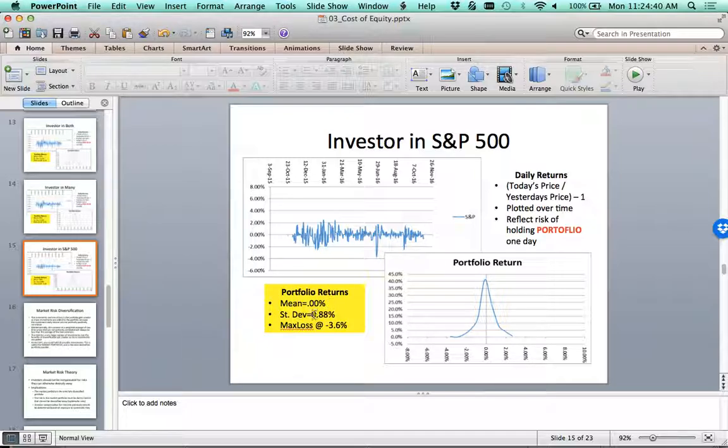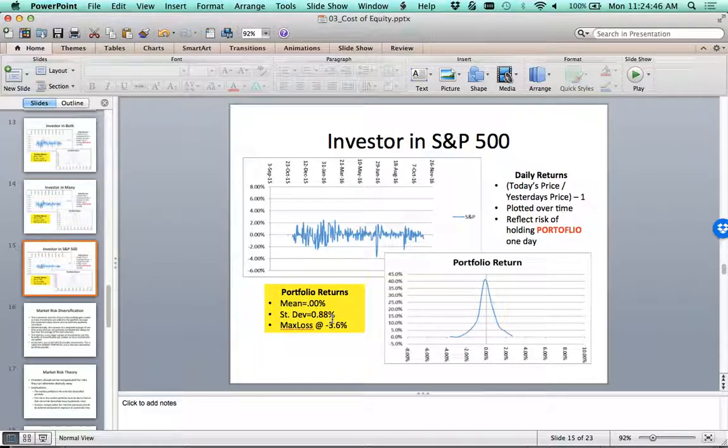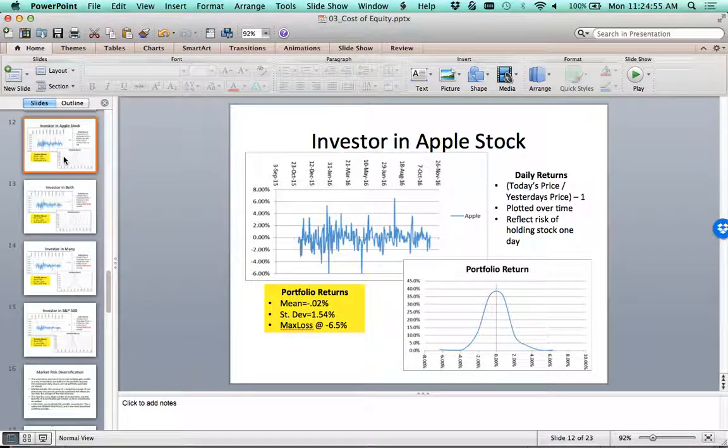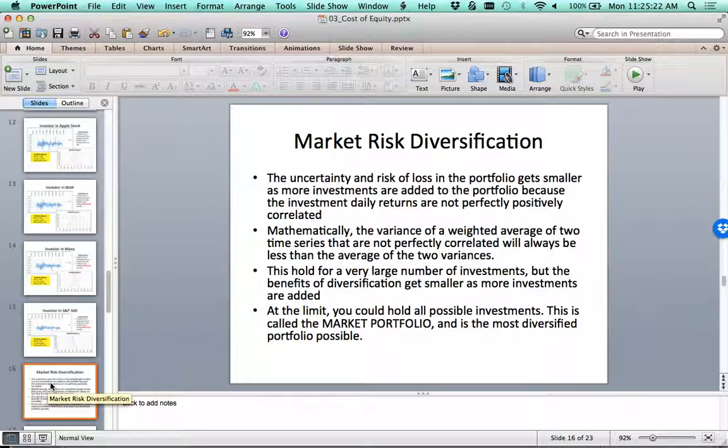Again, its mean is 0. Standard deviation, by going that far, you go from 1.26 to 0.88. So remember, you started with Yahoo at 1.91, Apple at, I forget, 1.54, right? And by going to the S&P, you're at 0.88. So you've diversified away a lot. Your worst daily loss is 3.5%. So you went from having a worst daily loss of 6.2% to 3.6%. So quite a bit less risky. And all you've done there is you've taken your money and spread it out among multiple stocks. And so that's this notion of diversification.